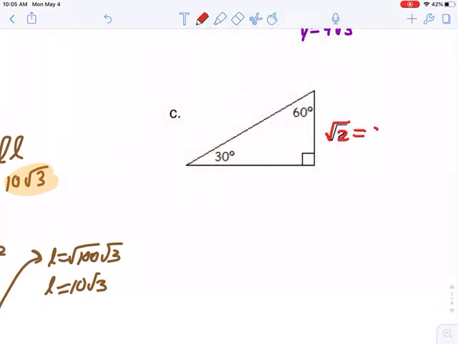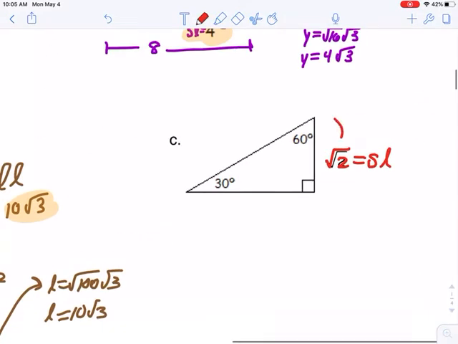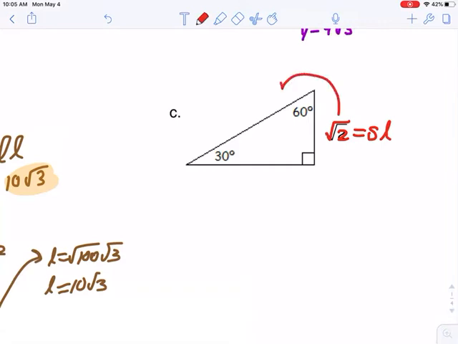We're given pesky radical 2 as the short leg. We can still easily find the hypotenuse by multiplying by 2. So the hypotenuse is 2 radical 2. And then what's the long leg? We'll find that again. We're going to be very careful with our calculations.